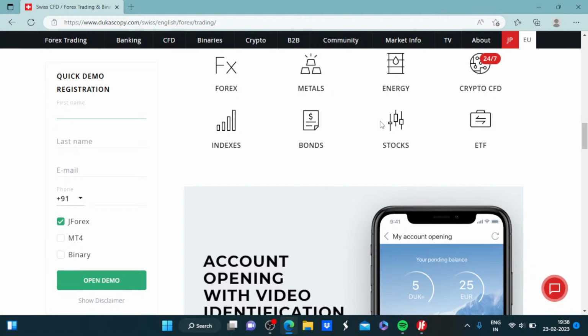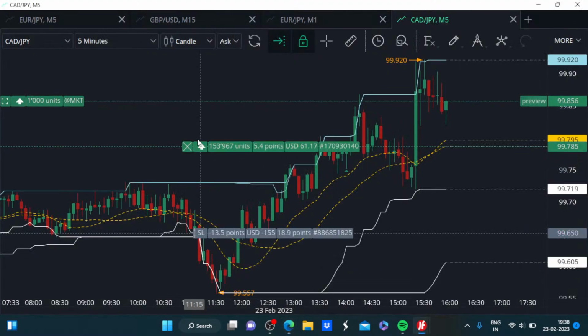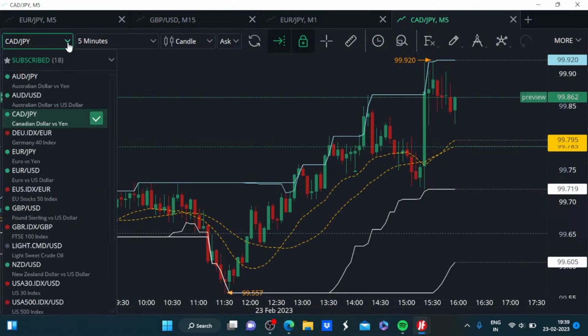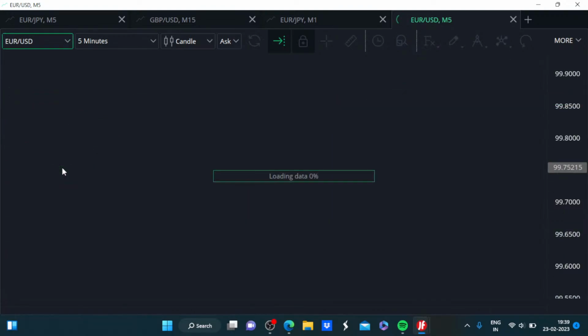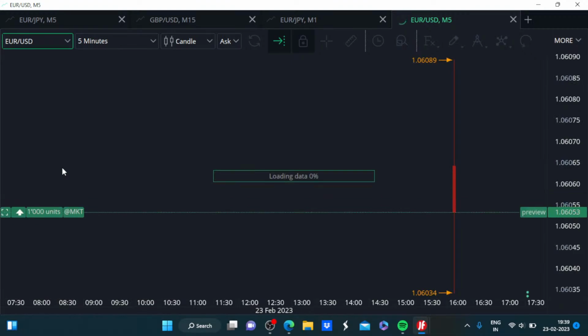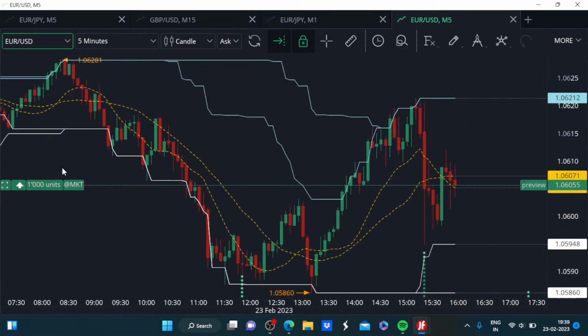So let us now head to the JForex 4, the newly released trading platform from the Dukascopy Bank SA. This is the chart for the CAD JPY, but we mainly concern ourselves with the USD majors. We will be considering the price developments in the currency majors, including Euro USD, GBP USD, AUD USD, NZD USD, USD CAD, USD CHF, and the USD JPY.